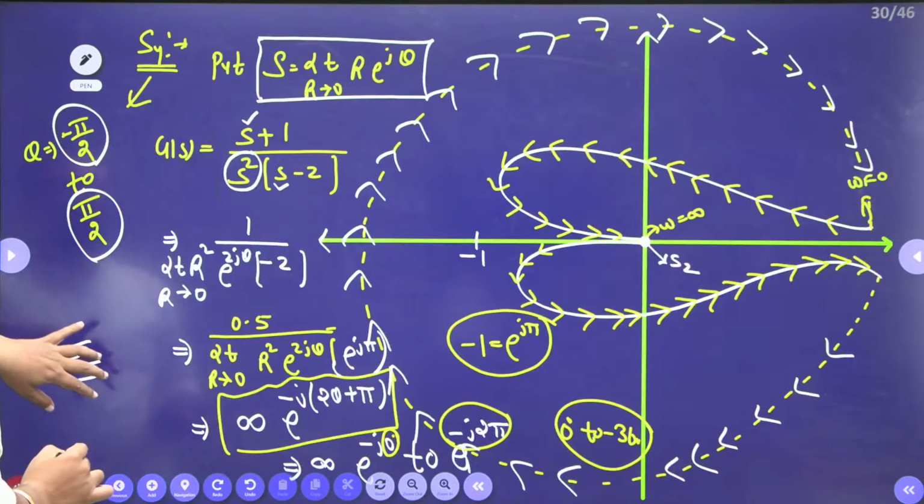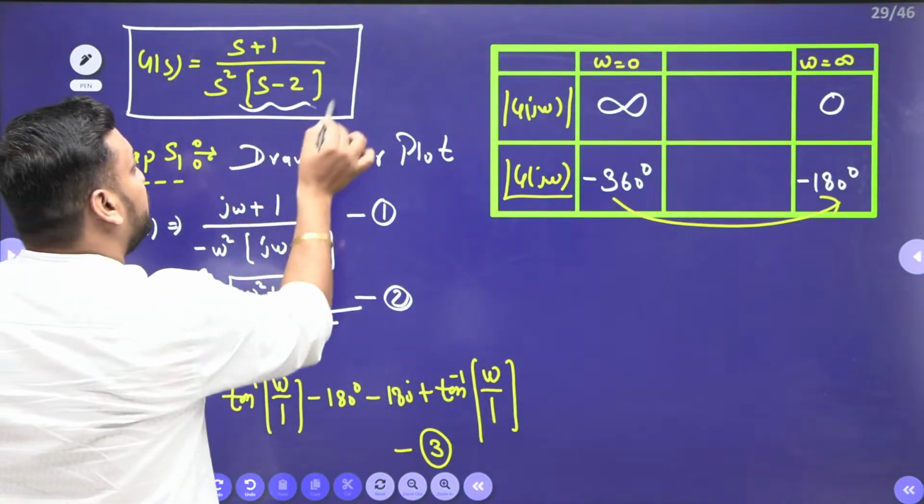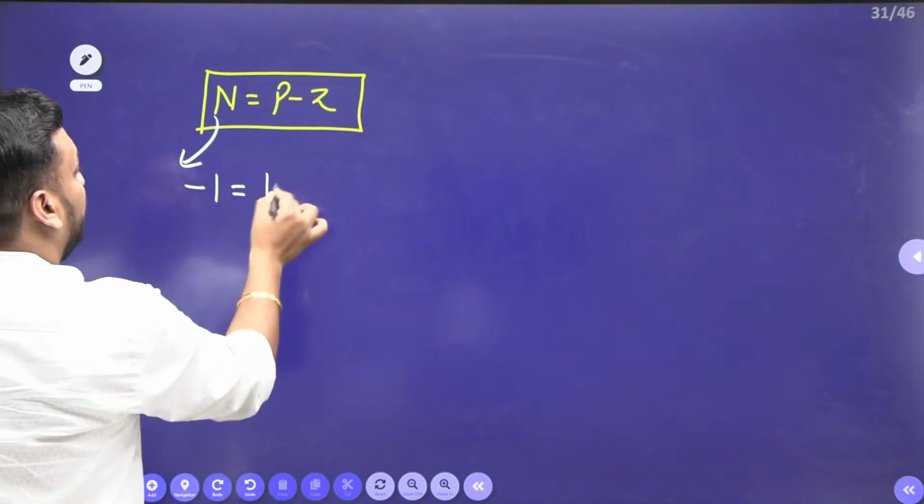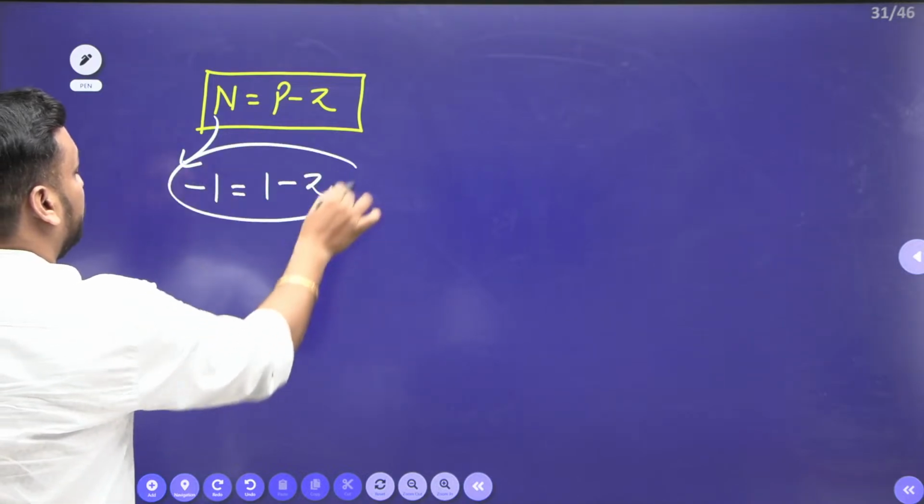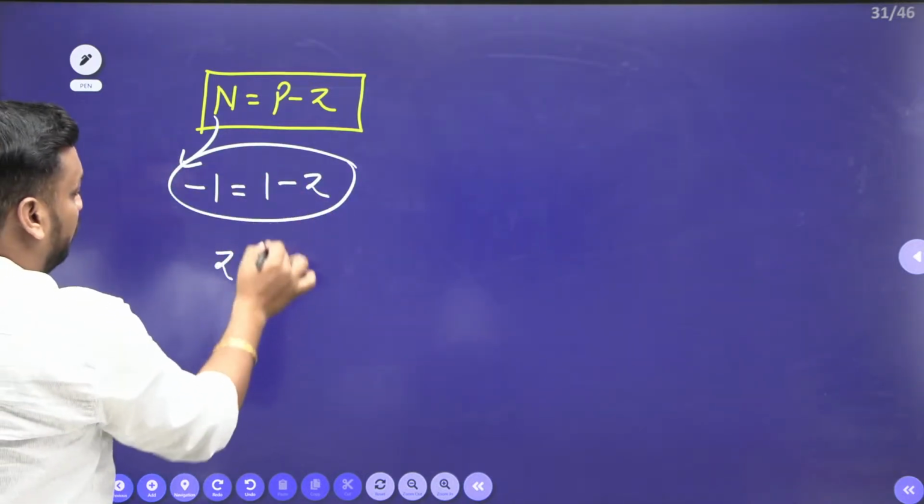P information is provided by the question itself: the number of open loop poles that lie in the RHS. So here one pole lies in the RHS, so you get the value of P as 1, and the Z value you can calculate from this. When you calculate the Z value, -1 and 1 will become 2.